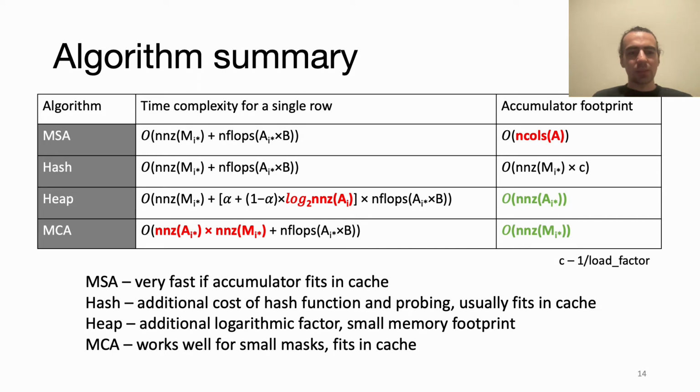To summarize, MSA is very fast if the accumulator fits in cache. Hash has additional cost of hashing and probing, but it usually fits in cache. Heap has additional logarithmic factor and small memory footprint, and MCA works very well for small masks and usually fits in cache.